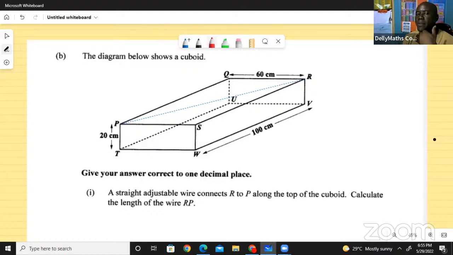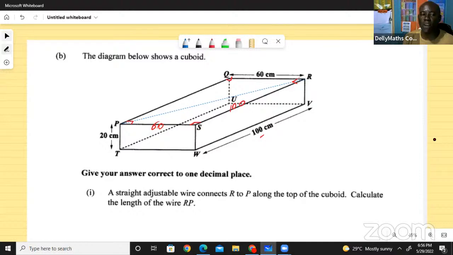Remember though, the key thing is that a cuboid is a rectangular prism, which means that it has right angles all the way around. Everything is a right angle. There is a right angle here. Because it's a rectangle, every corner is a right angle. So because of that, this 60 is 60 here, and this 100 here is 100 here as well.